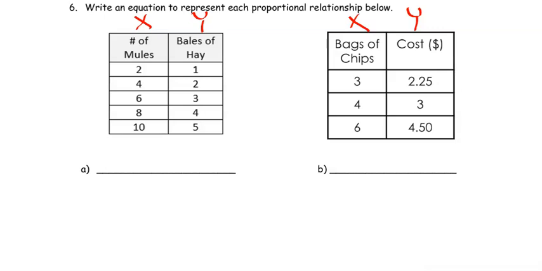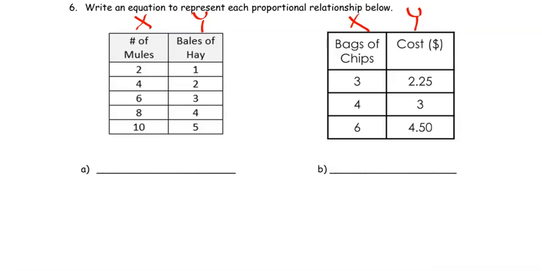So in question 6, for part A, x is the number of mules and y is the number of bales of hay. Sorry, that just sounded a little bit weird to say because I'm not used to speaking about it. But same thing in part B. X is the number of bags of chips, y is the total cost. The total cost depends on the bags you buy. And with letter A, the number of bales depends on the number of mules. All right, now let's get to the question. Labeling the columns helps us understand how these values are connected and is the foundation in writing the equation.